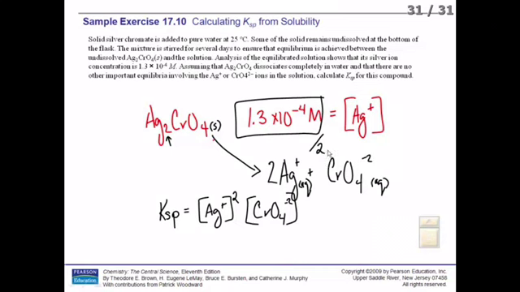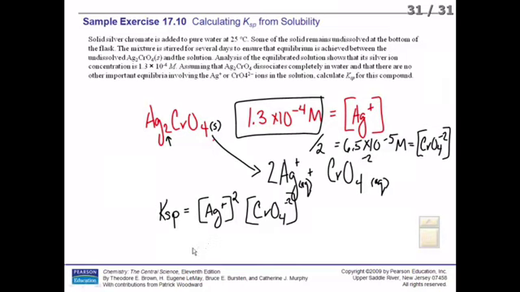So grab your calculators. I hope you have one with you. 1.3 e negative 4 divided by 2. And you should get 6.5 times 10 to the negative 5. This molarity would be the concentration of your CrO4 ion. Let me just triple check the book, make sure I'm doing okay. Yep, I'm perfect. Sometimes. Sorry, not all the time. Didn't mean to sound arrogant there.